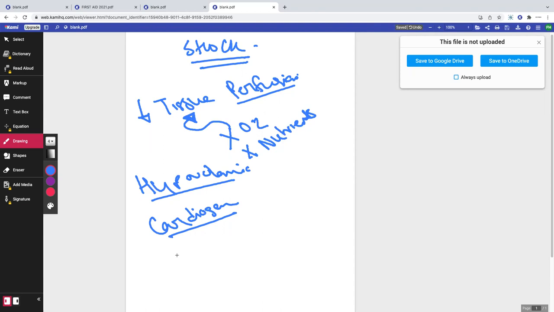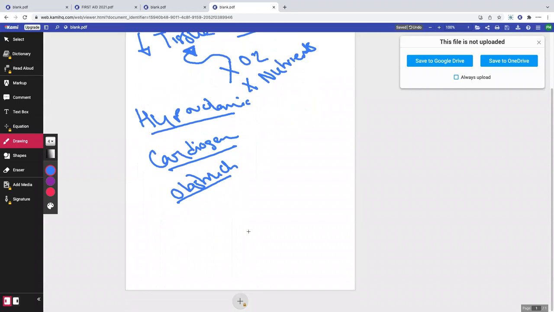Next one is obstructive. What is an obstructive shock? Obstructive shock is basically where there is an obstruction. There is no problem with the heart muscle contraction, but the heart cannot function properly due to a secondary obstruction. For example, what sort of obstruction? There could be pulmonary embolism, there could be a tamponade, there could be excessive compression of the heart by the lungs in tension pneumothorax, right?